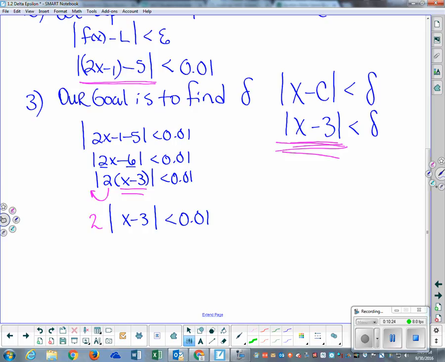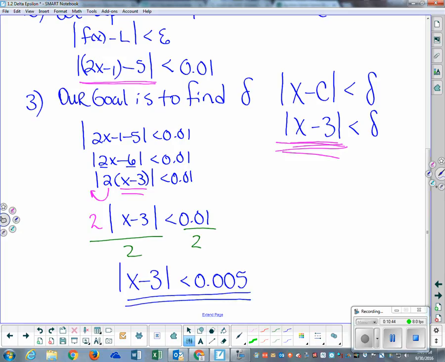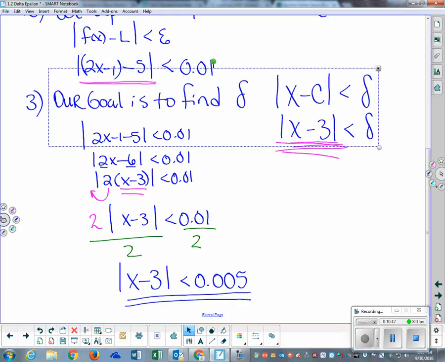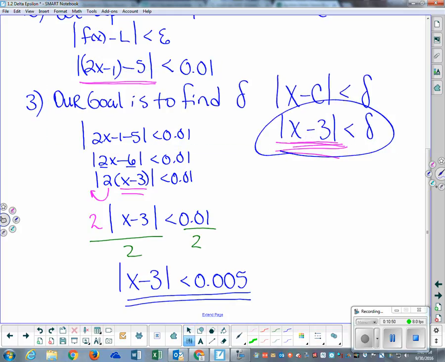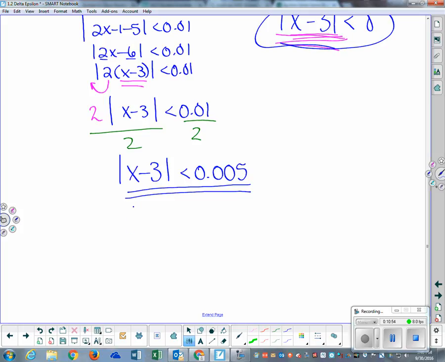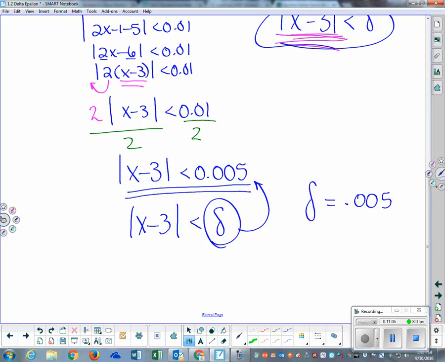It's almost the same. Divide both sides by 2 now, and it's like magical here, isn't it? This is exactly what we were after. I get the absolute value of x minus 3 being less than 0.005. And this statement is a nice match to this statement up here. So that means then that absolute value of x minus 3 is less than delta. That delta has to be 0.005. And that was our goal, was to find delta.